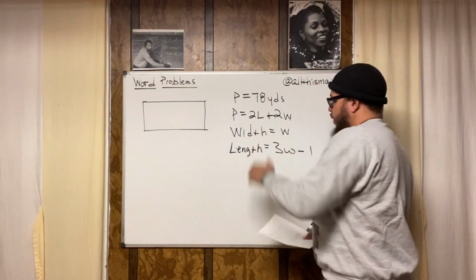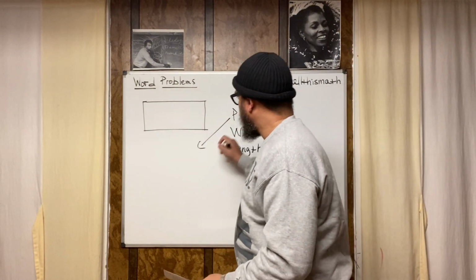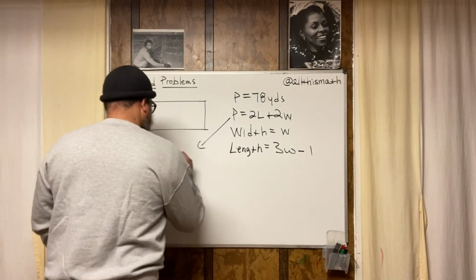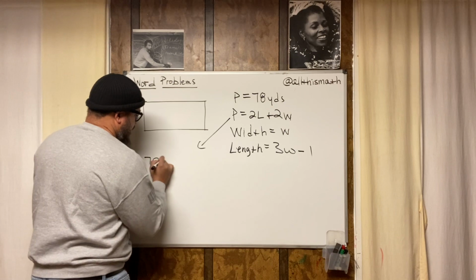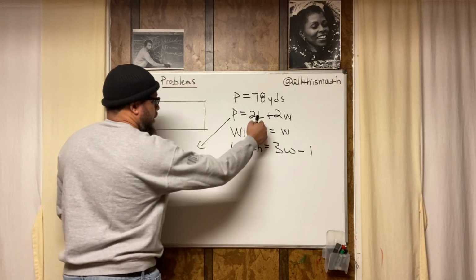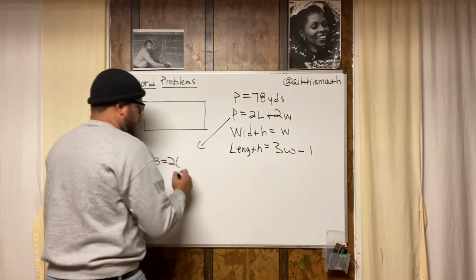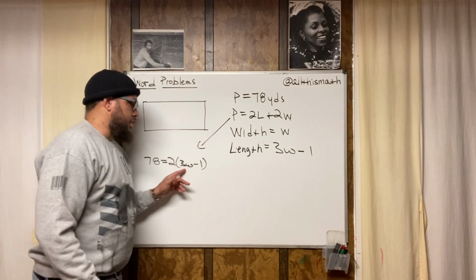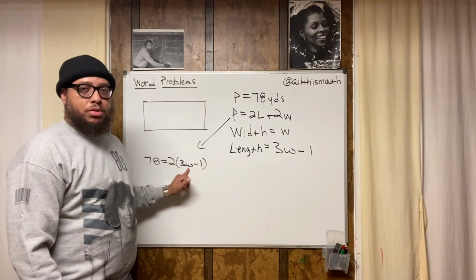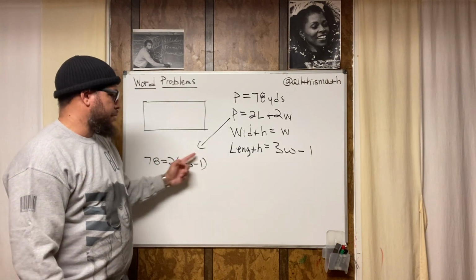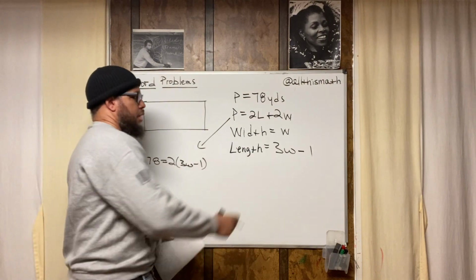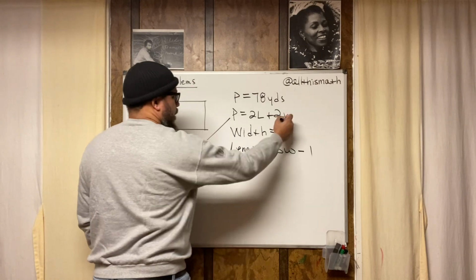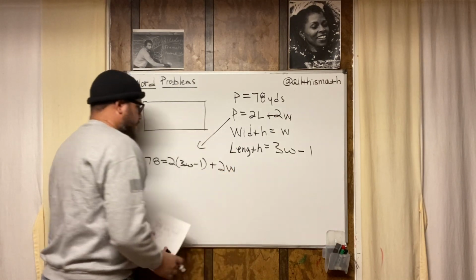So now we're about to set up the equation. We're going to rewrite this one right here: P equals 2L plus 2W. So we're going to do 78 is equal to 2 times, and L is this expression right here. But you got to put it in parentheses. Because if you don't put it in parentheses, that means you're just doing 2 times the 3W. But you got to do 2 times this whole thing, the whole 3W minus 1. Then you follow the formula, put your plus sign. Then you put another 2, and you put a W. That's your equation.